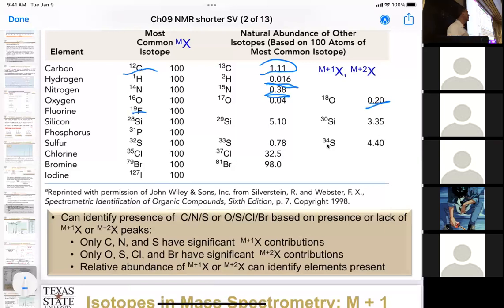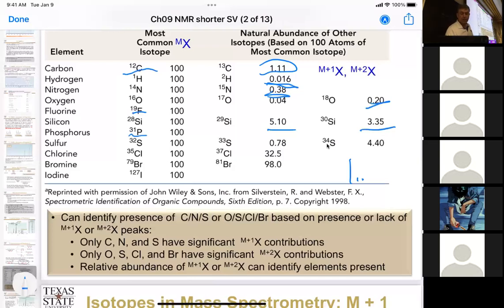Fluorine actually only has the one isotope at 19. Silicon actually has 2 isotopes. One's an M plus 1 for 29, one's an M plus 2 for 30, okay? But look at the amounts, 5% and 3%. So you're gonna see your silicon is gonna have this huge peak, and then it's gonna have a 5 and 3 right next to it. One's gonna be plus 1, one's gonna be plus 2, okay?